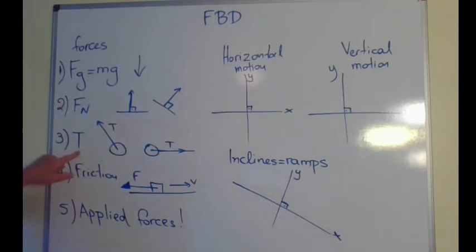The third force is tension. Tension has the direction of the rope, all starting from the center of the masses, going outwards.